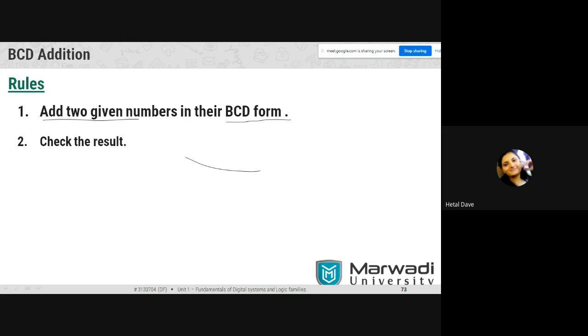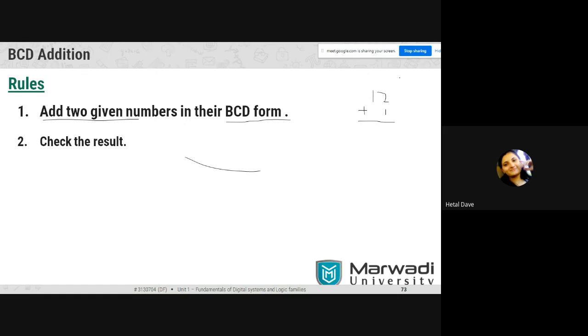In binary arithmetic or binary addition, what happens? Suppose you were told to add 12 plus 1 in binary. What is the difference between them both? In binary, you will convert 12 from decimal to binary, and then apply the addition rule. While in BCD addition, the 1 will be considered separately and the 2 will be considered separately. You will give the code according to the BCD rule, and then you will start the addition.